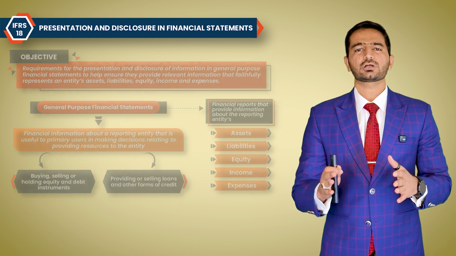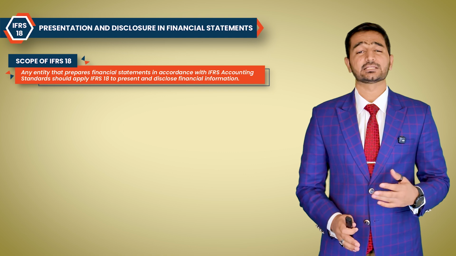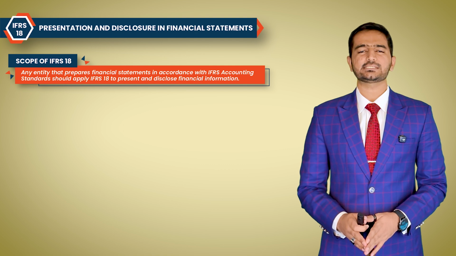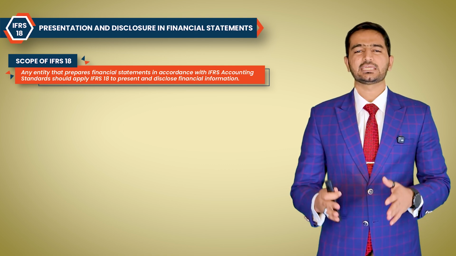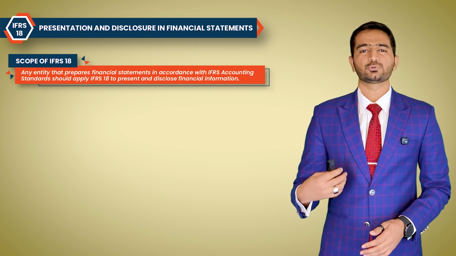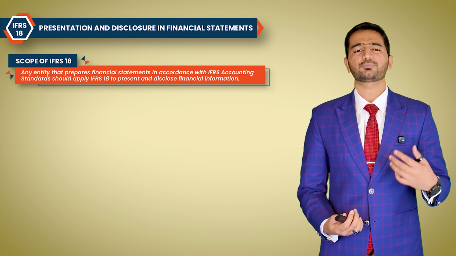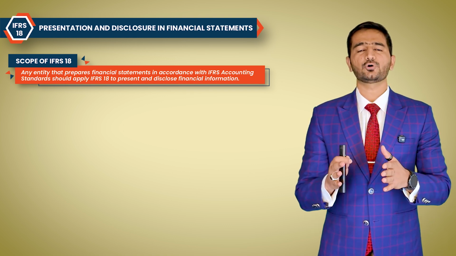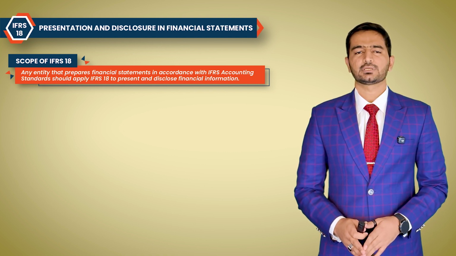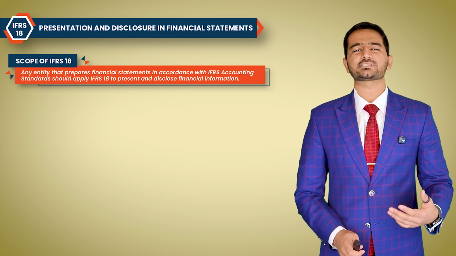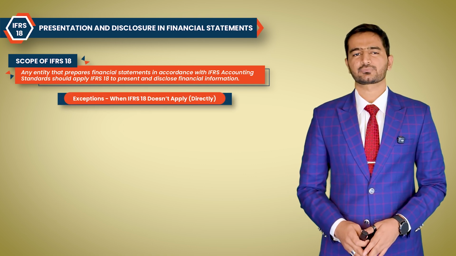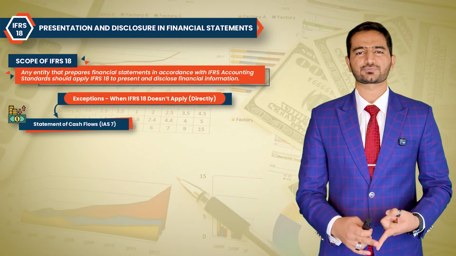Okay, now let's talk about the scope of IFRS 18. That is, when do we apply this standard? IFRS 18 applies to all entities that prepare their financial statements in accordance with IFRS accounting standards. Yes, whether you are a profit-making company or a not-for-profit organization, if you follow IFRS, you have to follow IFRS 18. But wait, before you go around applying IFRS 18 to every corner of your financial statements, let me give you some exceptions. First, statement of cash flows.